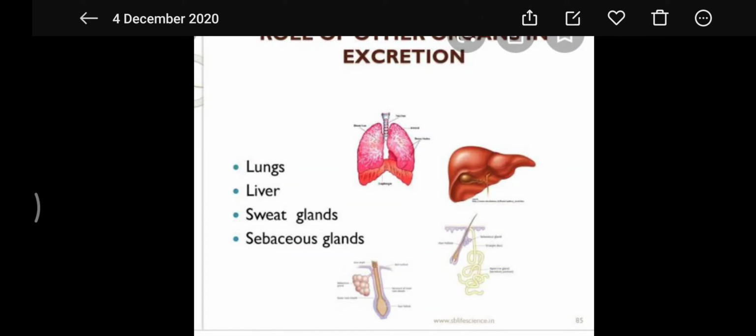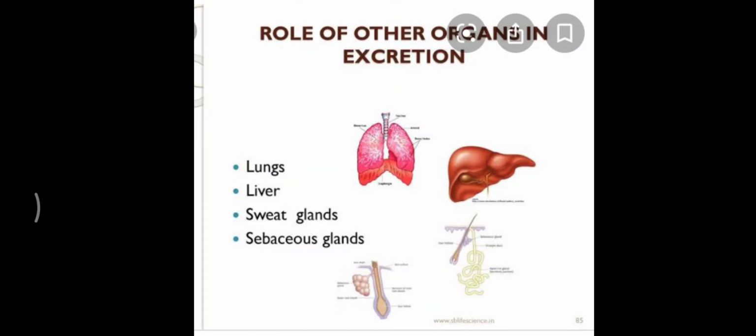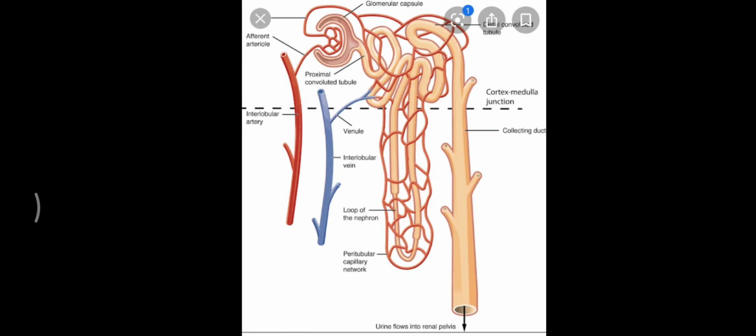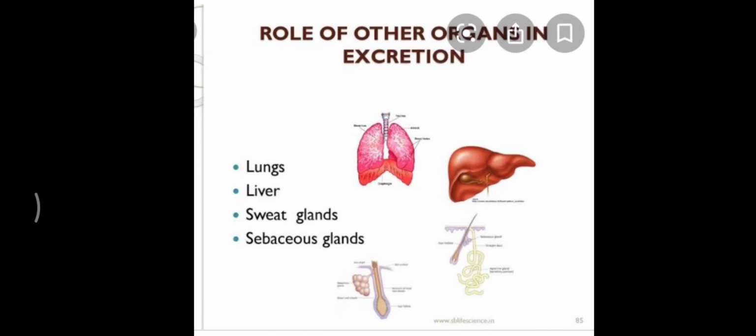So this is the complete description of the kidney cell, the nephron, and how the other organs of your body are involved in the process of excretion, or how they remove the variety of metabolic waste that is produced in the body as a result of various physiological processes. That's all for the day today.